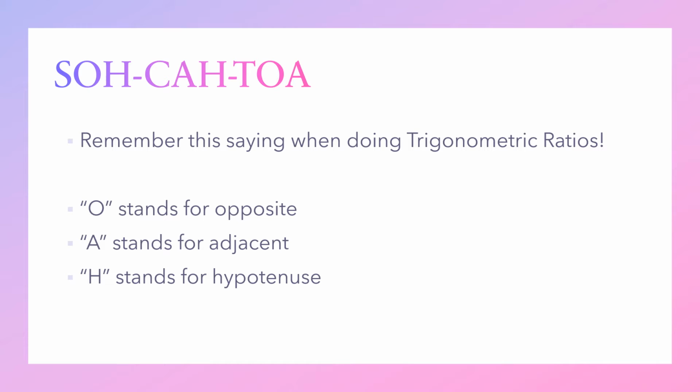SOHCAHTOA is the biggest thing that you are going to remember here. You remember this saying when we're doing the trigonometric ratios. S stands for sine, O is always your opposite, A is your adjacent, and H is your hypotenuse. Once we get to our questions, you will see that come into play. SOH: sine is opposite over hypotenuse. CAH: cosine is adjacent over hypotenuse. And TOA: tangent is opposite over adjacent. That will make sense here in a second.